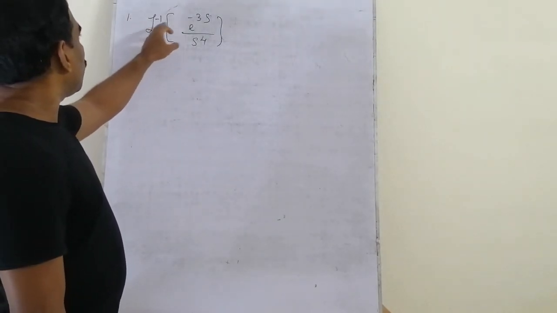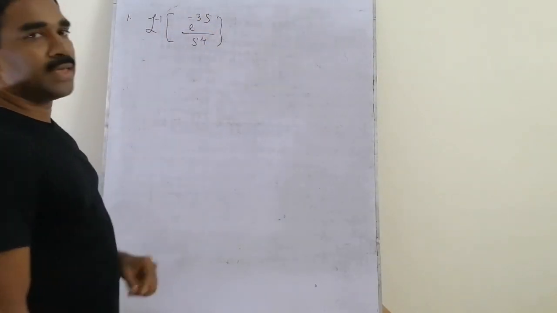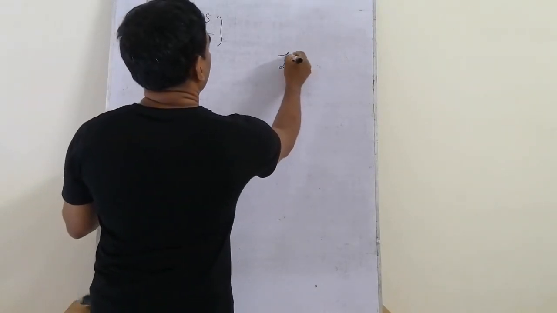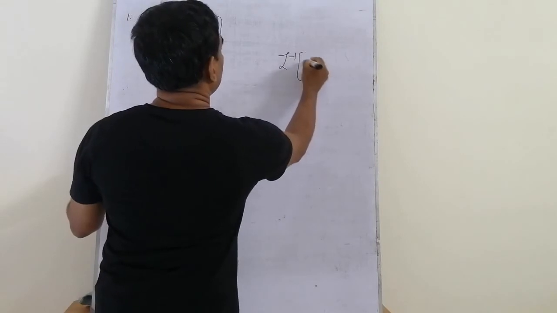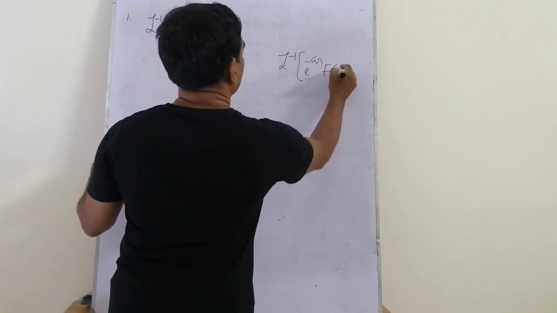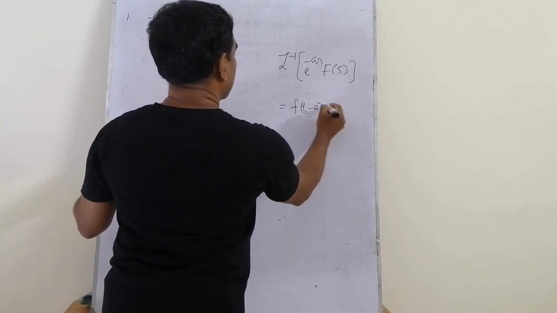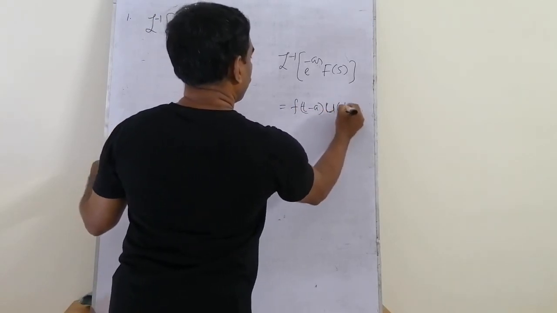Find the inverse Laplace transform of e raised to minus 3s by s raised to 4. Here we will apply the second shifting theorem, that is L inverse of e raised to minus as F(s) is equal to f(t minus a) into u(t minus a).